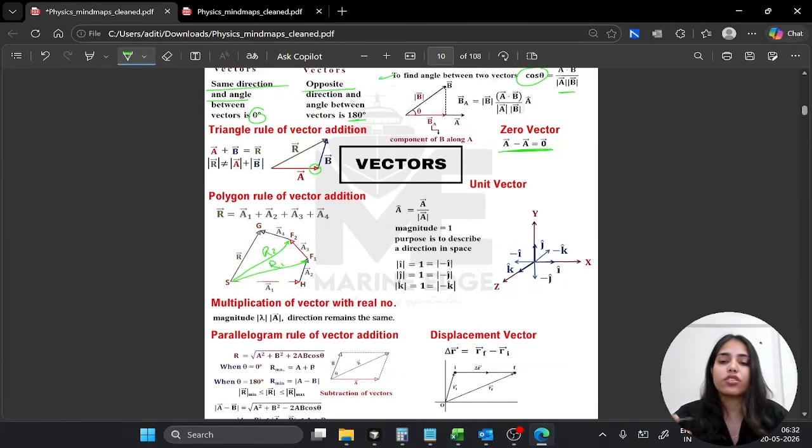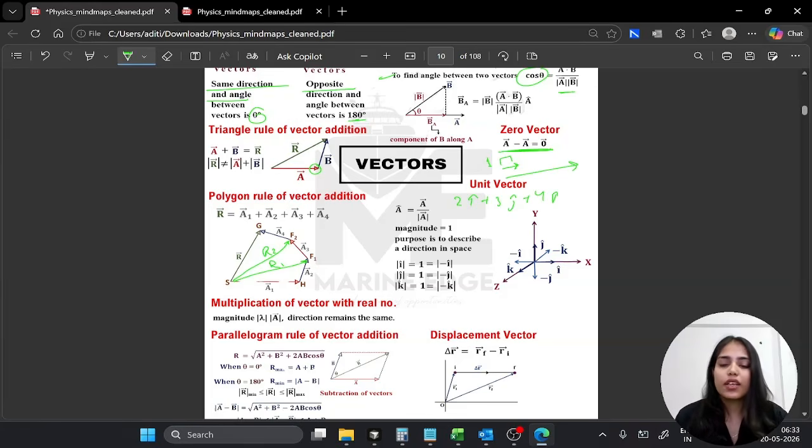It only has direction. So for example, if you have a vector A as 2i cap plus 3j cap plus 4k cap, it will be pointing somewhere, let's say like this. Now, the unit vector will have the same direction as this vector, but the magnitude of that vector will always be 1. That is what the unit vector is. Now, for example, we have i cap, j cap, k cap.